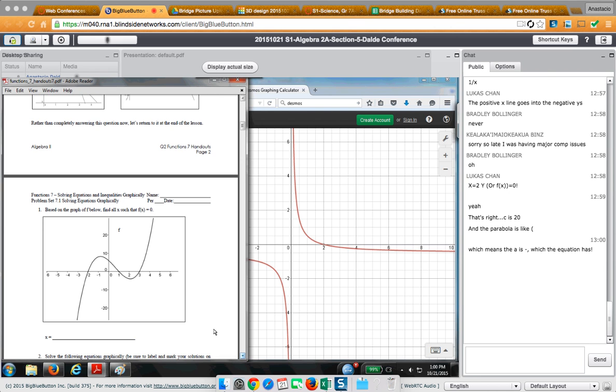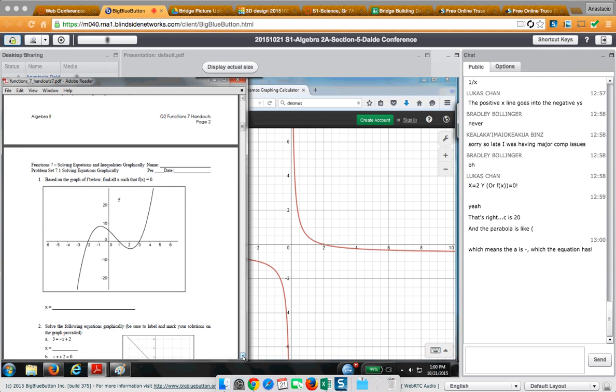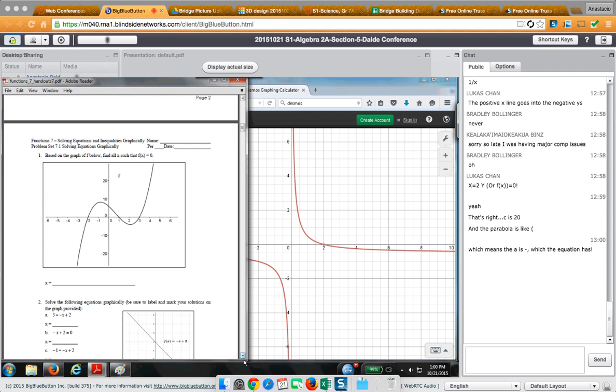So I guess they skipped this and they want to return to this. All right, fine, let's do this. Problem set 7.1, and I'm not sure if I gave this to you as a homework assignment, but I'll cover some of it right now.